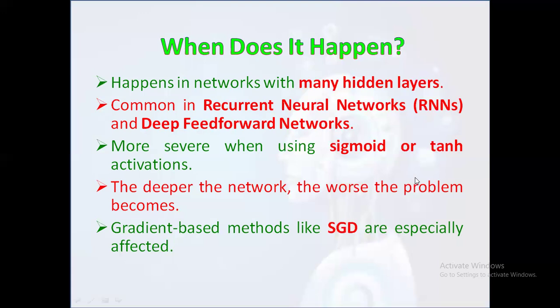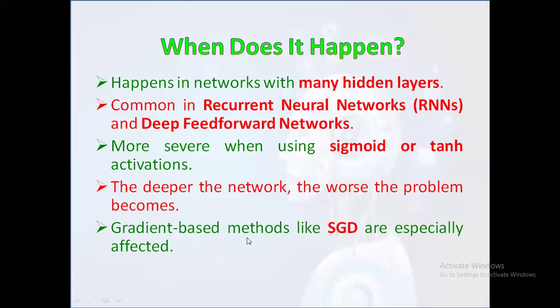It is more severe when using sigmoid or tanh. Sigmoid and tanh are traditional activation functions that compress a wide range of inputs into a small range. The derivative values approach zero for large positive or negative inputs, making them a key cause of gradient vanishing in deep networks. Next, the deeper the network, the worse the problem becomes. Each layer in a network contributes a factor to the chain of derivatives used in backpropagation. In deep networks, this accumulation of small values leads to gradients that are essentially zero by the time they reach initial layers.